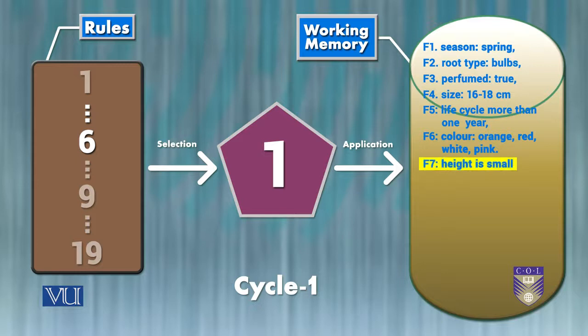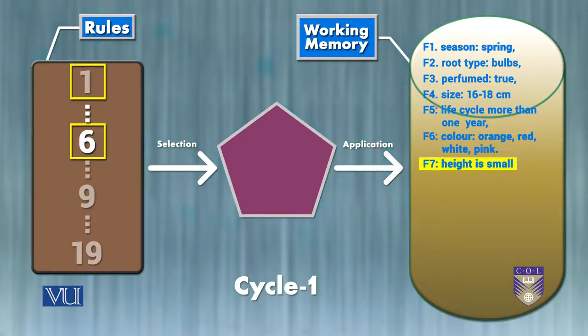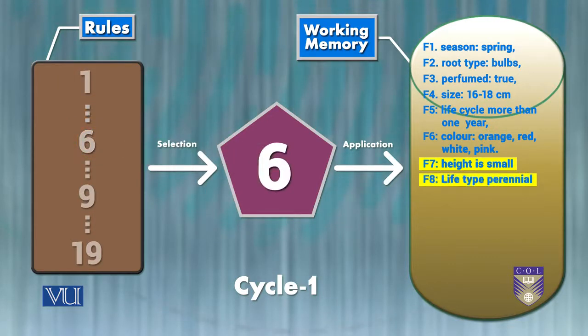Height is small. Again, matching. Rules 1 and 6 are still applicable. But the rule selection says you can only select rule 6 since rule 1 has already been fired. So you apply rule 6 and a fact, life type perennial, is asserted. That's the consequence of rule 6. The life type perennial will be added to the working memory. Now the working memory has got 8 facts.